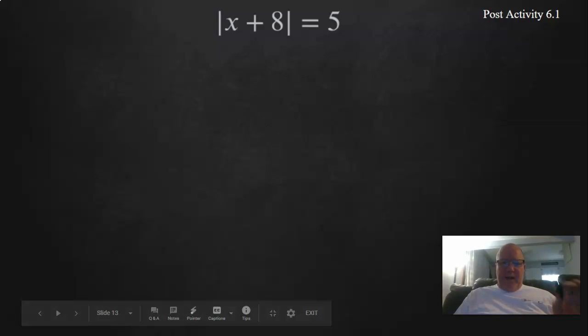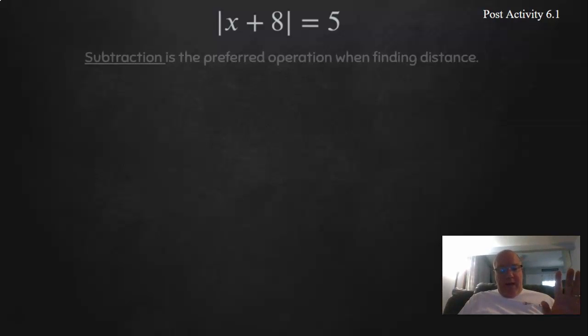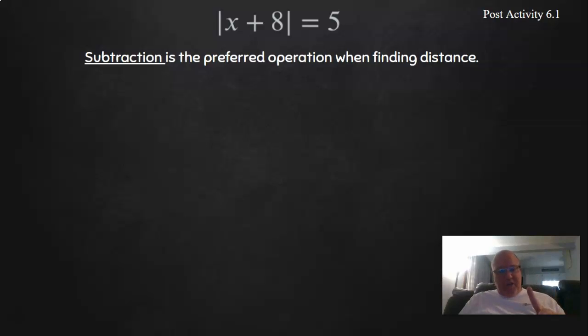So when solving absolute value equations, there's a couple things that we have to be aware of. And one of those is a situation that presents itself here where we have the absolute value of x plus 8 equals 5. And I want to bring you back to the fact that subtraction is the preferred operation when finding distance between 2 points.